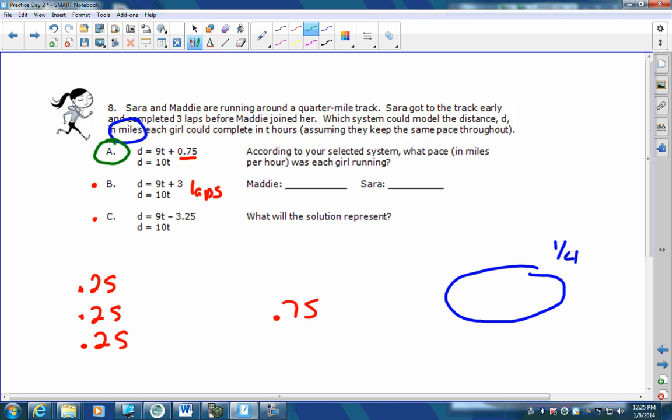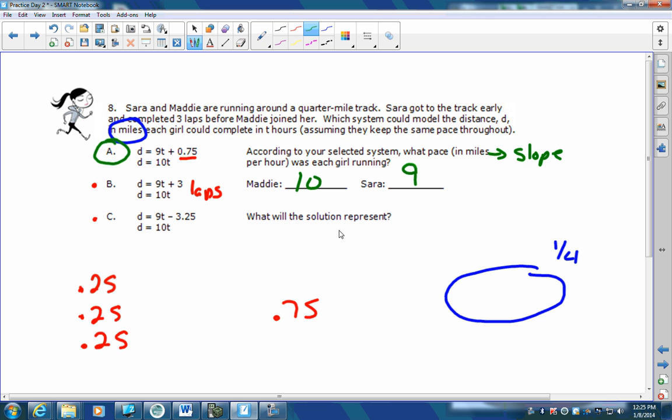Now, according to this system that we selected, what pace, miles per hour, was each girl running? So what they're asking you for is, what is the slope? So Maddie, well, who got to the track early? Sarah. So Sarah is this first one. How fast is Sarah running? 9. No, 0.75 is how far she's already run. She's running 9 something. Okay? And then Maddie is running with 10. All right? What is the solution?